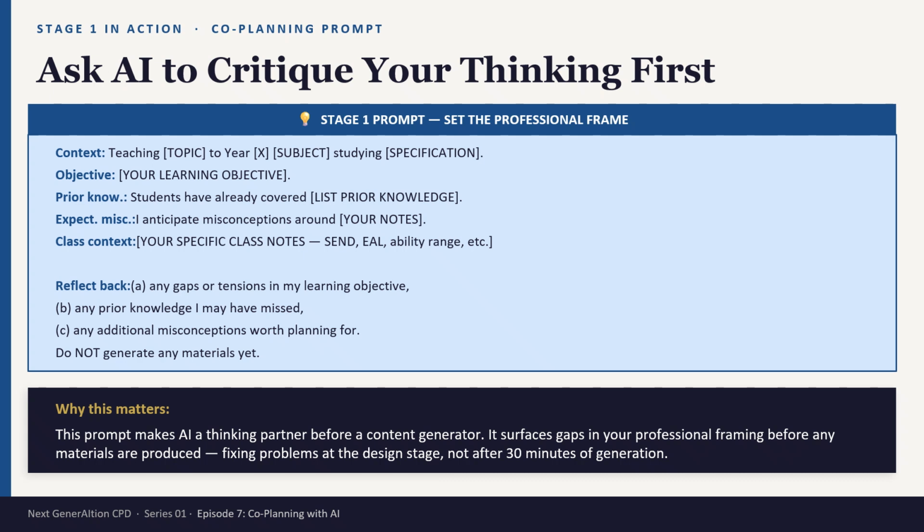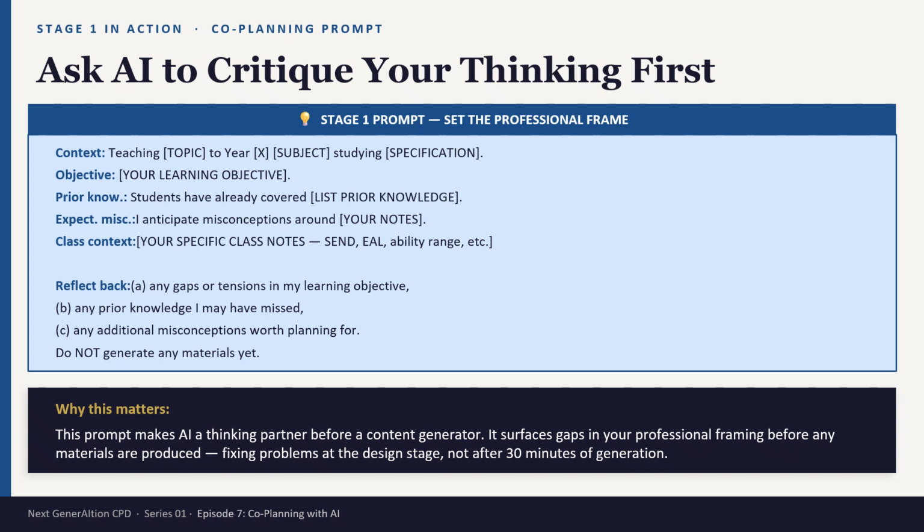This is crucial. AI should never decide what your students need to learn. You define the destination and AI helps build the route. Prior knowledge. Then list what students have already covered. This creates continuity and ensures any generated materials align with what students actually know, rather than starting from scratch or assuming the wrong baseline.